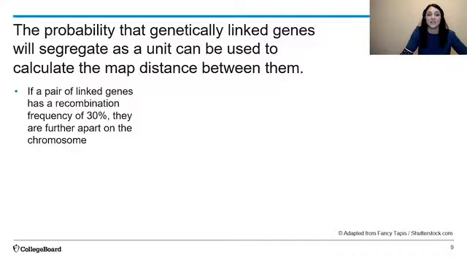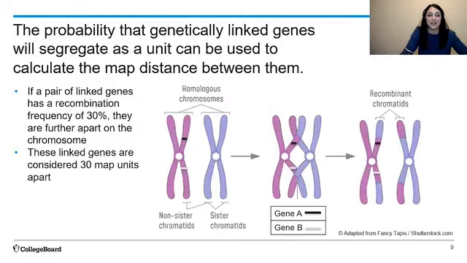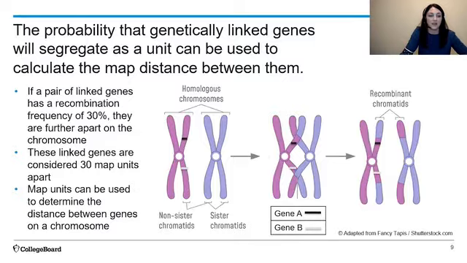If we look at a pair of linked genes that has a recombination frequency of 30%, that means they're further apart on the chromosome. And these linked genes are considered 30 map units apart. And you can see now in this figure that gene A and gene B are further apart, still on the same chromosome, but they're further apart. And so there is a little bit more of a chance that they could be separated. And so map units can be used to determine the distance between genes on a chromosome.